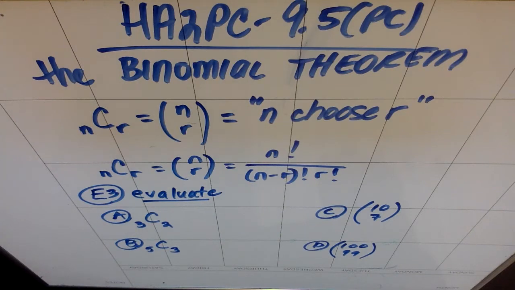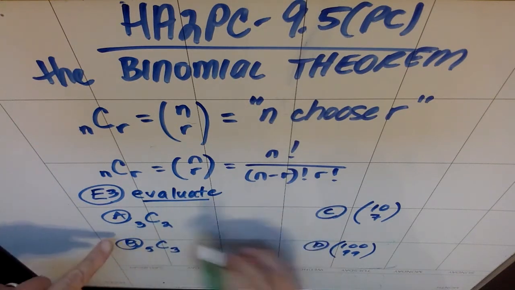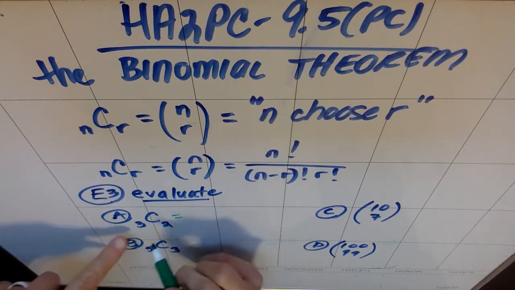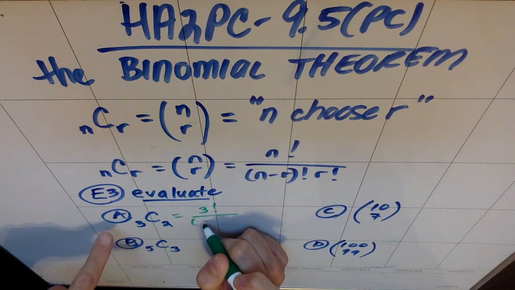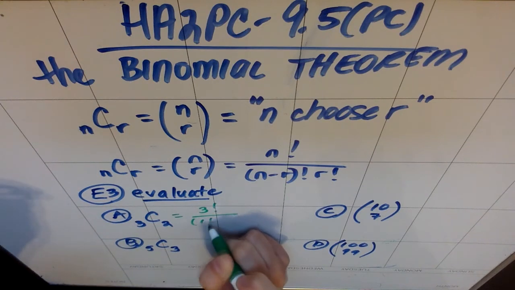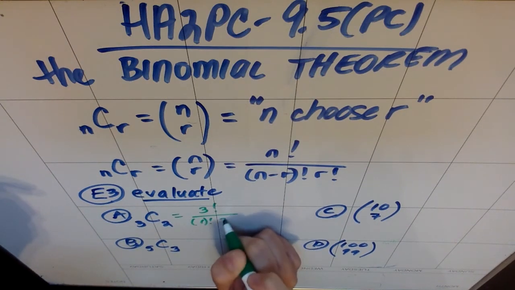So let's walk through this. Let's use the formula for 3 choose 2, right? So this formula would be 3 factorial on top of (3 minus 2) factorial, which would be a 1 factorial, right, times a 2 factorial.